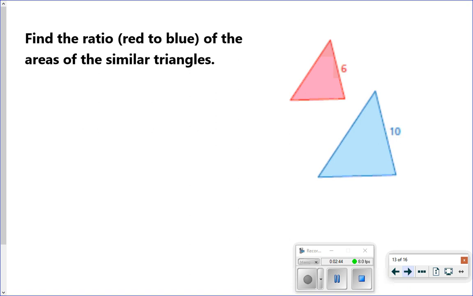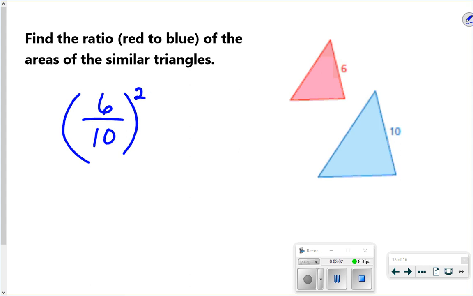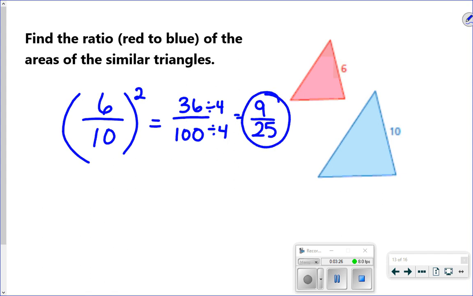Okay, so for this one, write the ratio red to blue, so that's the order we need to do, of the areas of the similar triangles. So we're going to go ahead and write it 6 over 10. And then because it is a ratio of areas, we need to square it. So 6 squared is going to go in my numerator, which is 36. And then 10 squared is going to go in my denominator, 100. And then I need to think about how I can simplify it. So both 36 and 100 are divisible by 4. 36 divided by 4 is 9, and 100 divided by 4 is 25. So my ratio is 9 to 25.